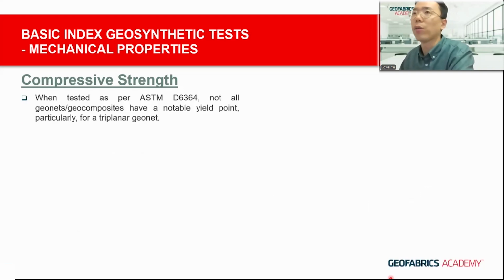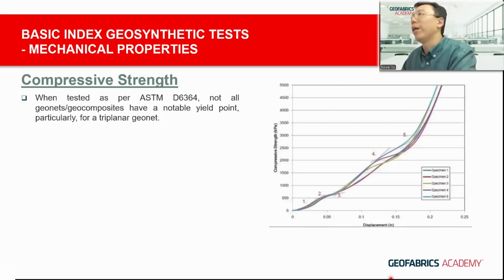The reason I want to spend the time on this test method is that when tested per this method, note that not all the geonets or the geocomposites have a notable yield point, particularly a triplanar geonet. That brings the question, when or where do we select the point to name as the compressive strength? Well, in this case, we can have a look at these typical curves done on a triplanar geonet. As you can see, there is no notable peak or yield point, or you could say there are multiple yield points here. So which point should we select as the compressive strength?